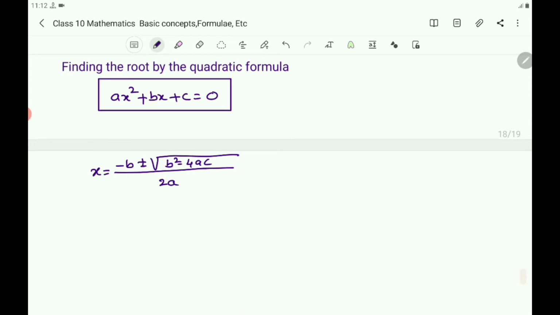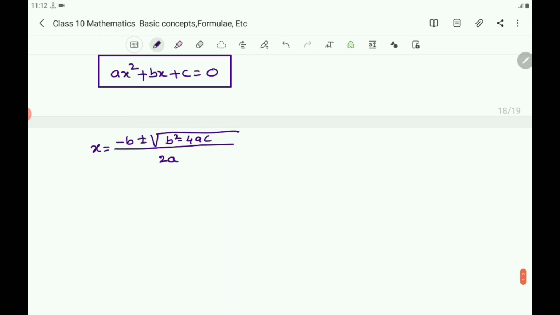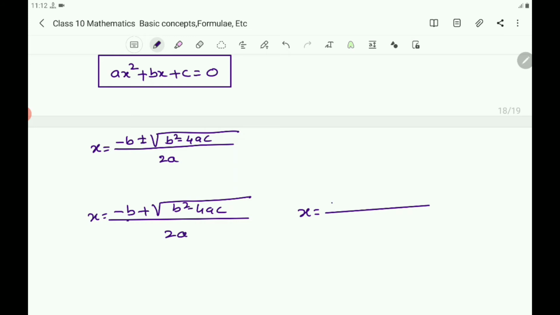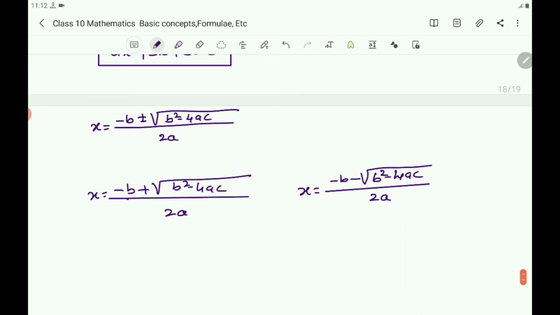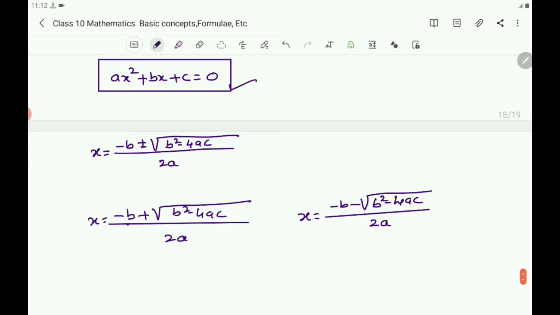Now here there are two roots. Which are the two roots? x = (−b + √(b² − 4ac)) / 2a is one root. The other root is x = (−b − √(b² − 4ac)) / 2a. In the place of plus the other root has minus. The remaining terms are the same. These are the two roots of the quadratic equation ax² + bx + c = 0.